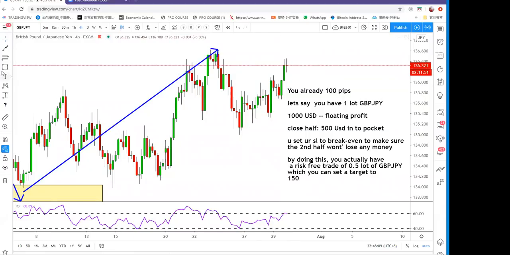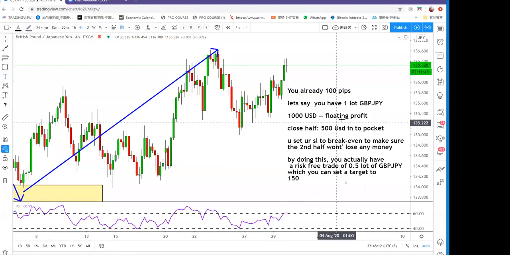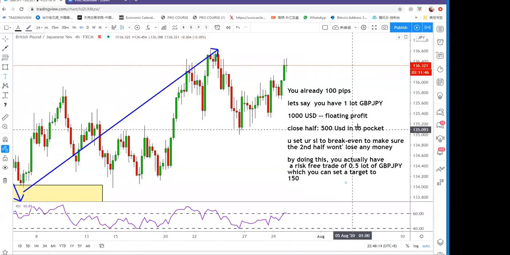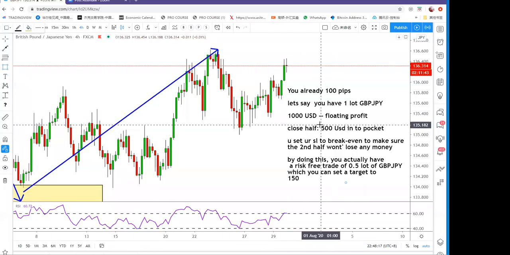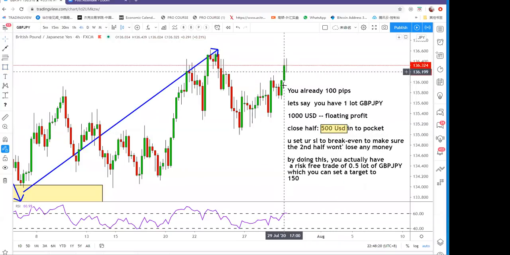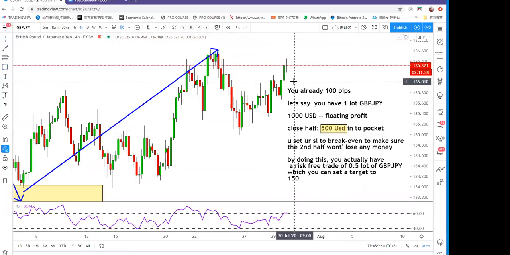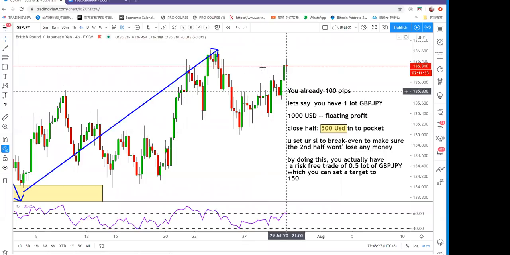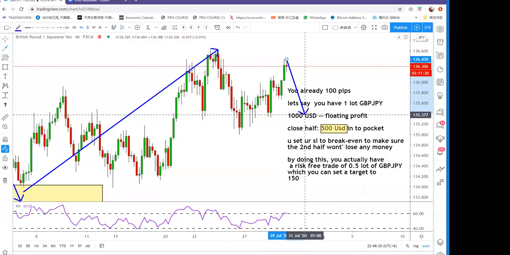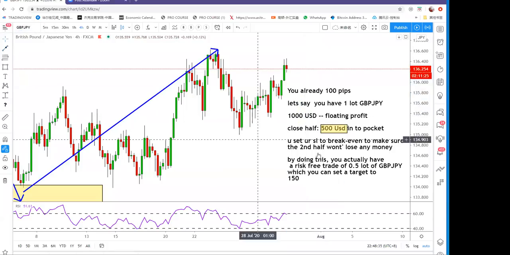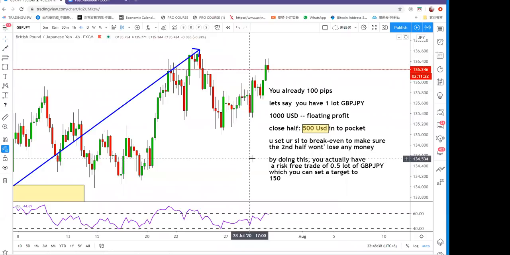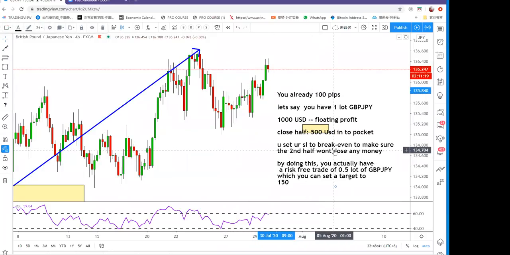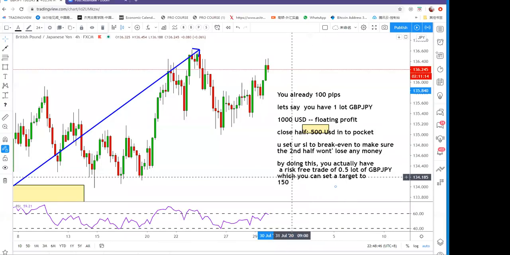But things are different when you took half the position, because you already earned 500 US dollars, which makes sure your trade is 100% correct. Your trade brought you some reward at least, right? Even when the price goes against you and hits your stop loss at break even, your second half won't lose any money. That's why you can hold your second half, because that becomes a risk-free trade. That becomes a free trade for you, 0.5 lot.